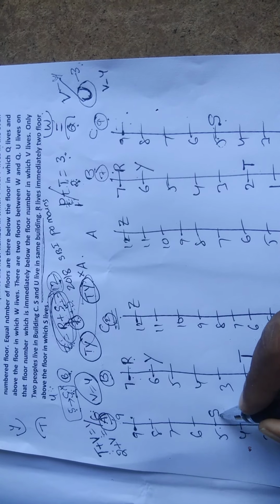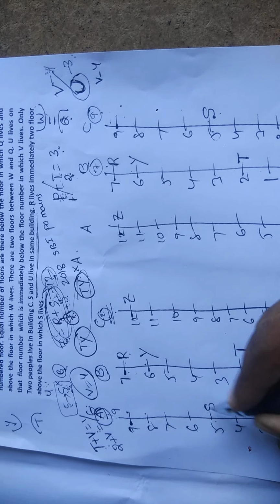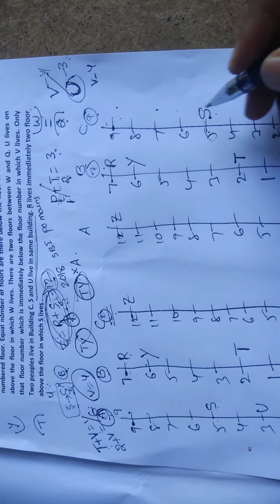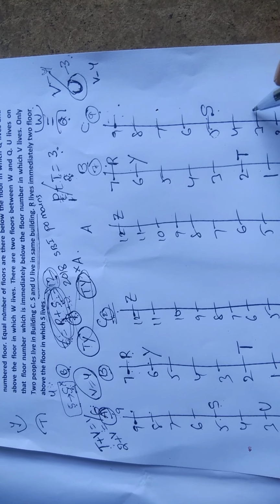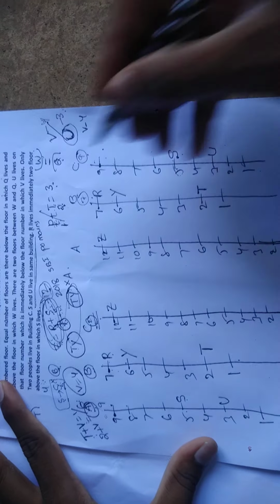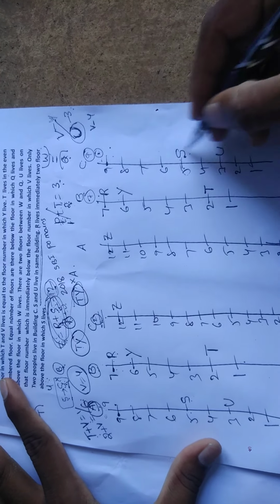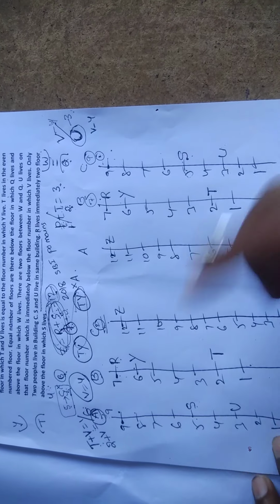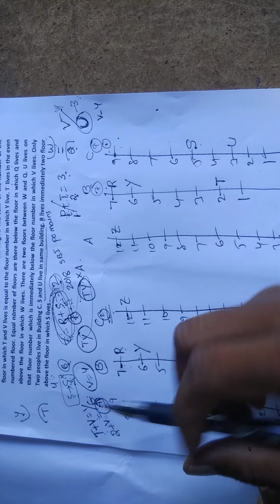Now, S and U are in the same building. S is on floor number 5. S and U both live in the same building. In this case the building has a maximum of 2 members, so that is completed. Leave it. This point is also completed. Now take this next point.